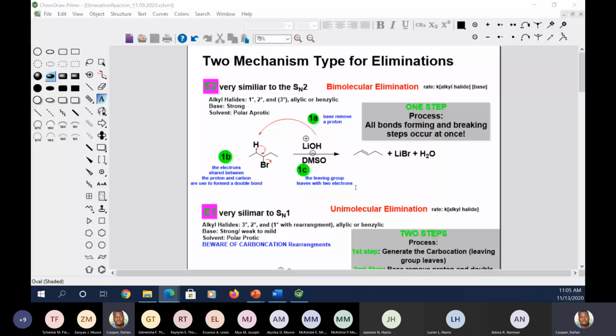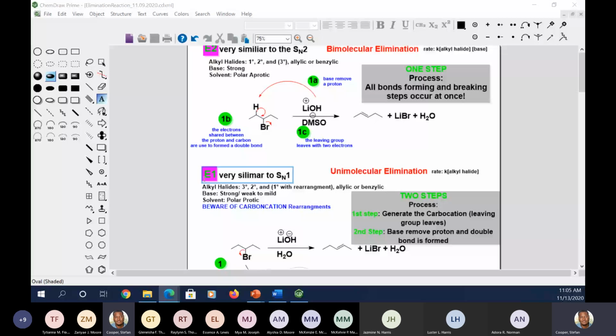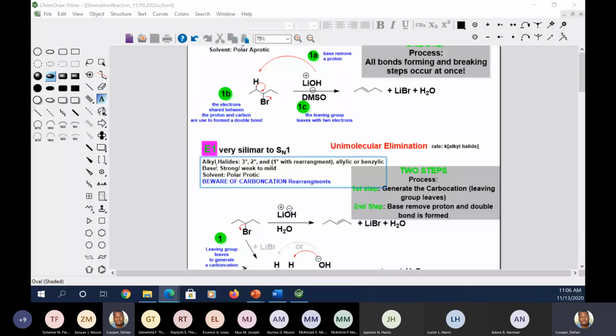All right, the opposite mechanism for elimination is the E1 process. This is a unimolecular elimination, and the kinetics or the rate of the reaction depends on the rate constant, I'm sorry, it's not really the equilibrium constant, it's the rate constant, and the concentration of just the alkyl halide. So if I add more base to this reaction, nothing happens. Instead, if I do add more alkyl halide, the reaction will be faster, all right? So E1 is very similar to SN1.